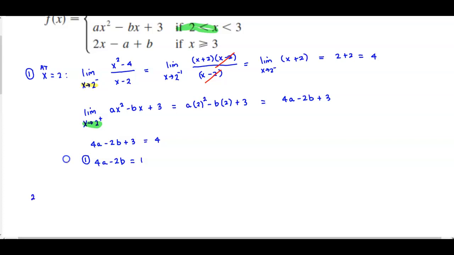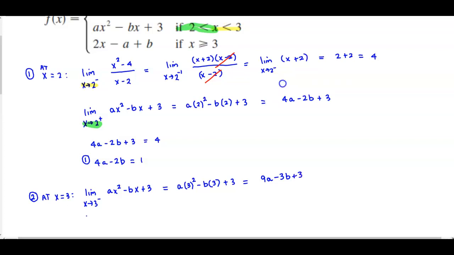Okay, so now we want to find out what happens at x equal to 3. We want to find the limit as x approaches 3 from the left. Looking up here, we can see that x less than 3 represents x approaching 3 from the left, which means we need to use this function right here. So we're using the function ax squared minus bx plus 3. Now let's evaluate that limit at 3. We have a times 3 squared minus b times 3 plus 3, which gives us 9a minus 3b plus 3.